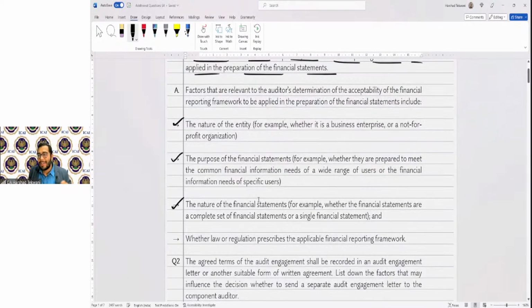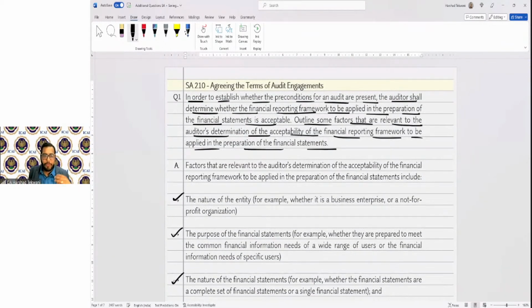Then, what laws and regulations prescribe the applicable financial reporting framework? For an electricity company, there is a different financial reporting framework. For a bank, there is a difference. For an NBFC, there are certain different requirements. So each and every type of entity may have a different type of requirement with respect to the financial reporting framework. So what laws and regulations are there which prescribe the applicable financial reporting framework? These are certain factors which are relevant to identifying whether a particular financial reporting framework is acceptable or not. Any doubt? Any doubt?